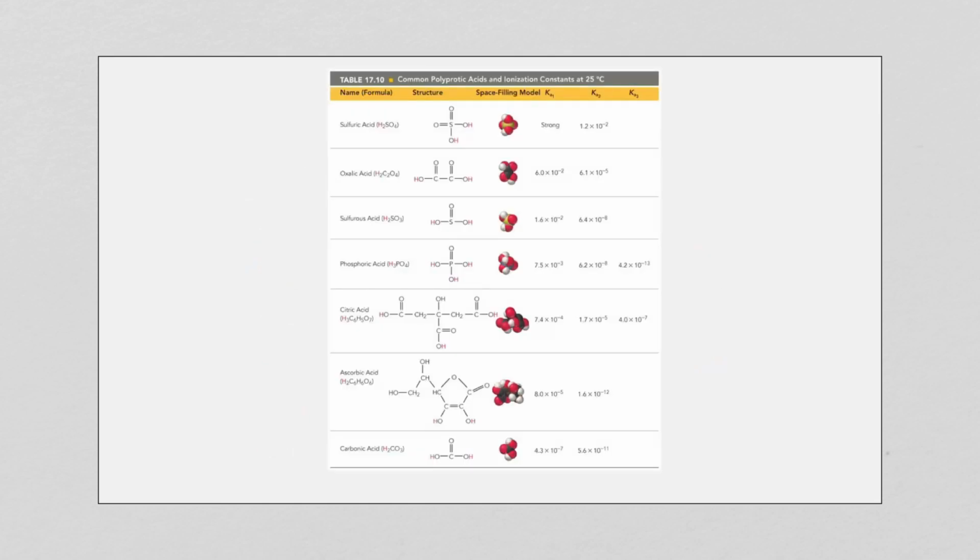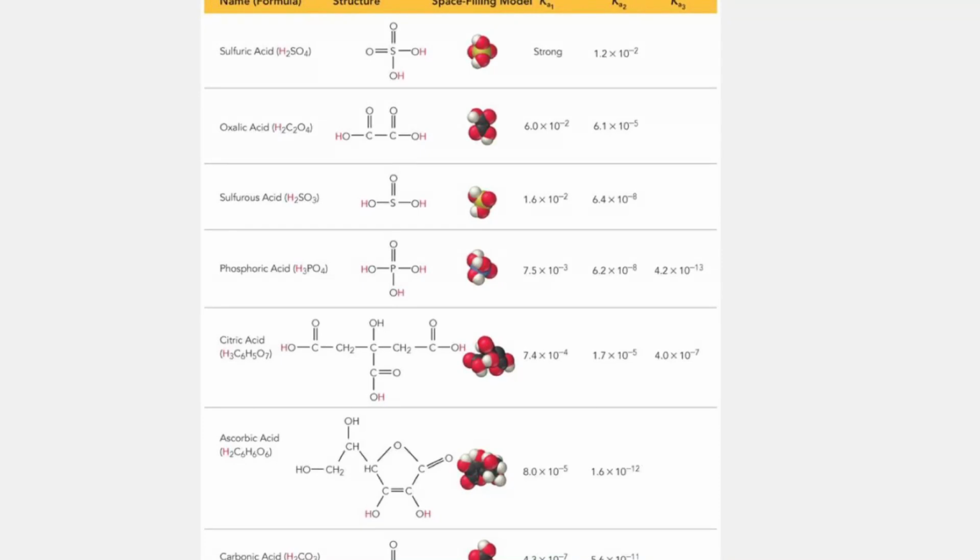Now, just to draw your attention to this trend. The reason sulfuric acid is important is because it is one of our strong acids. So the first ionization essentially goes 100%, and the second one is significant because the first one is 100%. For all of these other ones, they're weak acids to begin with. So the first one, the Ka1, might be on the order of what the Ka2 is for sulfuric acid.